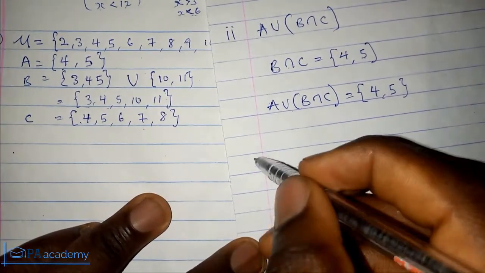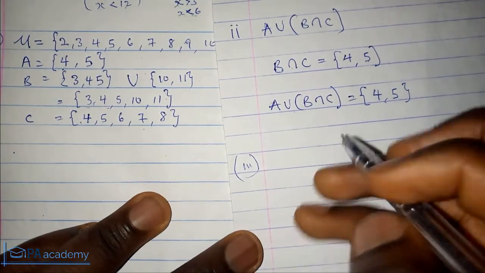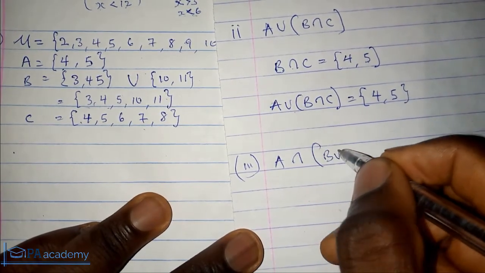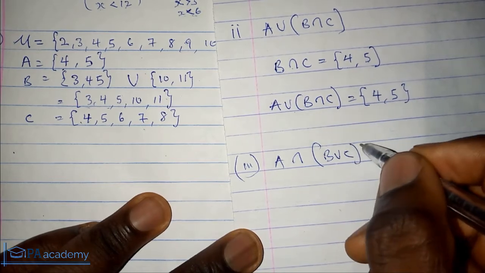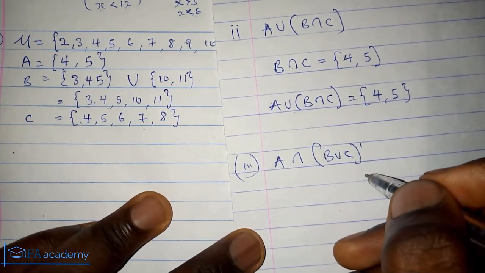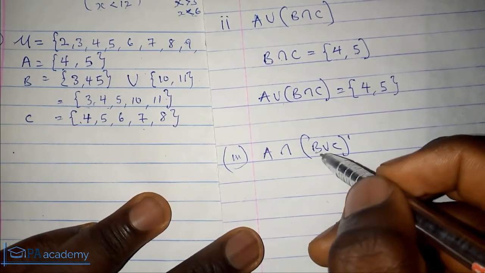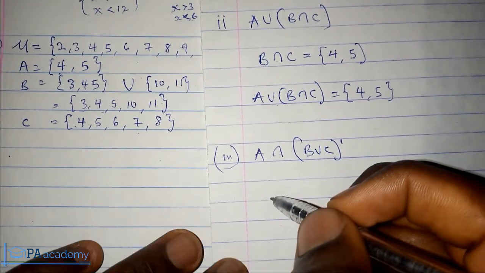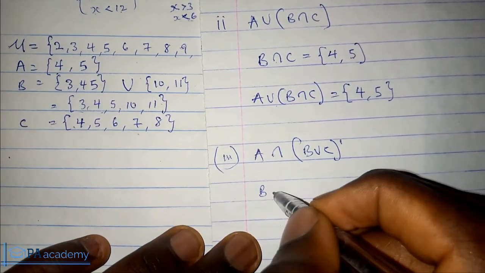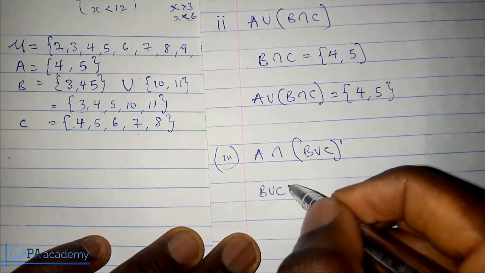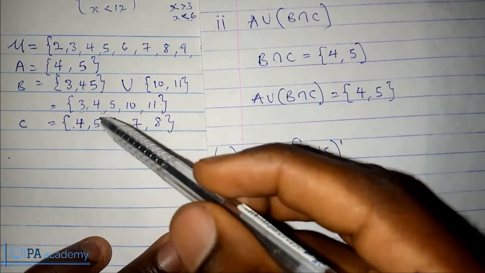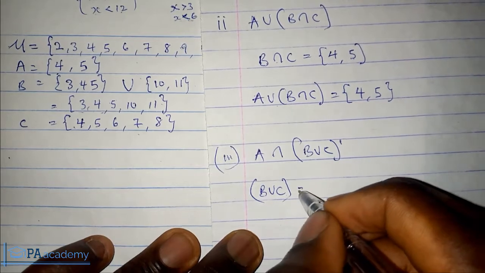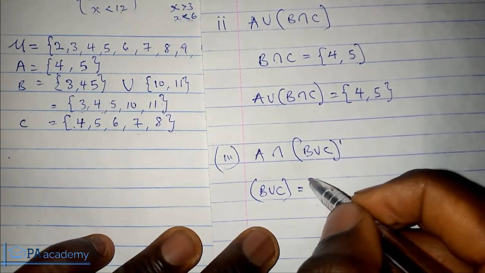So let's go to the third one. We have A intersection B union C prime. So first of all, we are going to look for this B union C. For B union C, that means the elements of B and C. So we bring them together, a collection of both B and C.